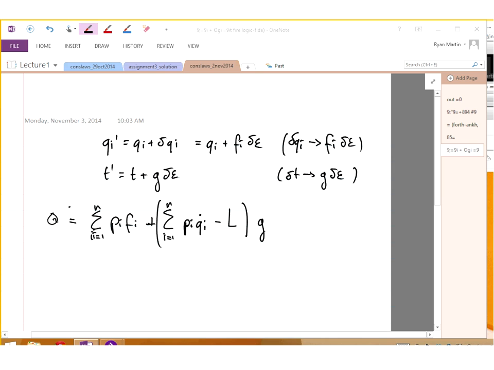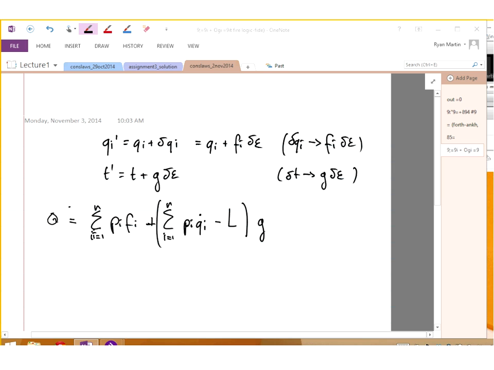We can specify any infinitesimal transformation by specifying the f's and the g's. So given a transformation where we specify the f and the g's, if we find that the action or the Lagrangian is invariant with respect to that transformation, then we know that the Q written as such is a conserved quantity.